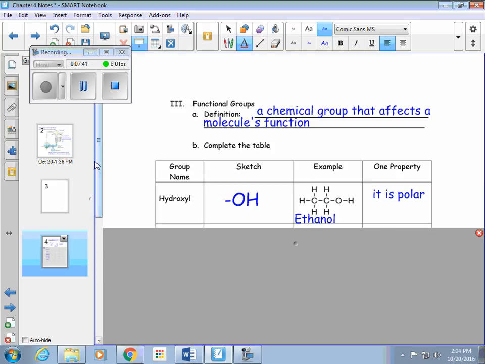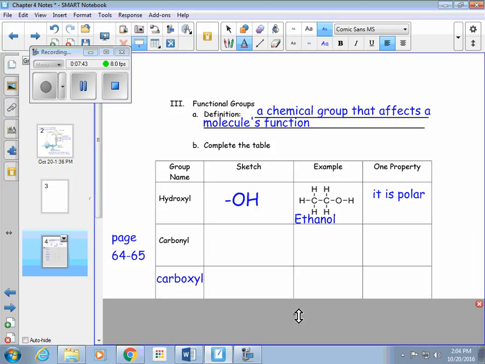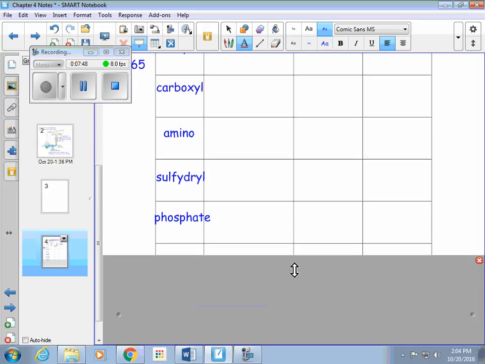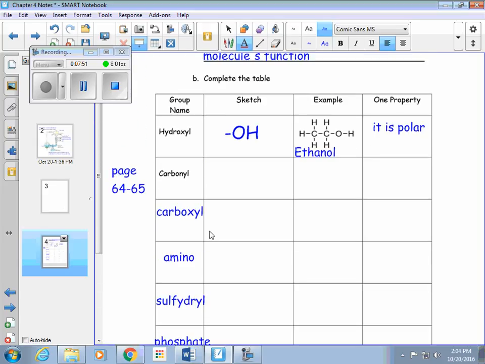On the rest of page 13, there are a bunch of other functional groups that I need you to, using the textbook, fill in the rest of this chart just as I've modeled it for you. On page 64 and 65 in the textbook, it's a 2-page chart with all of this information in it. So from that chart, you'll have to pull a sketch of each of these functional groups, an example, and then one property. It gives you a bunch of properties. I need you to read them and pick one to put in the chart. And this will take care of our information on carbon, and I hope this helps.